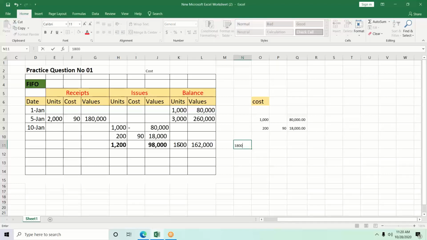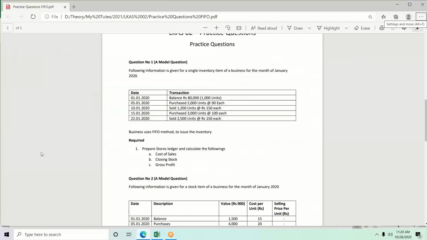Finally, 1,800 units remain. What price were they bought at? The last purchase, at 90 each. So how did you get this 162,000? 1,800 into 90, because the 1,800 remaining in inventory is what you bought at 90. Right. Okay, then what is the next transaction?